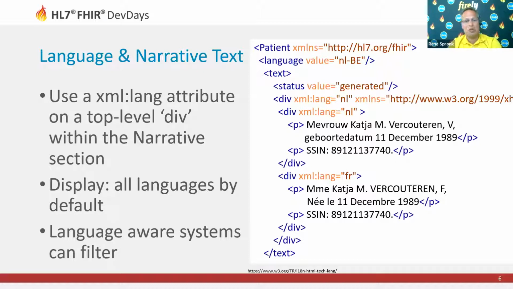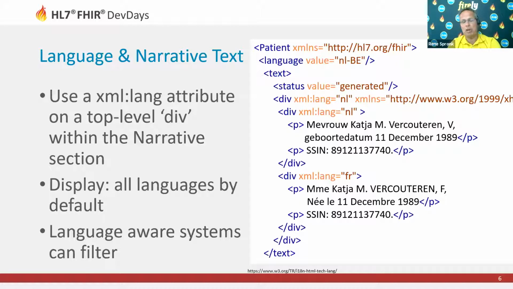Well, in this case, because it's an XHTML div section, we can use the XML lang value to specify here that we have two snippets of text. And one is, again, a Belgian example. One is a Dutch summary of the patient resource, and the other is a French version of the narrative.